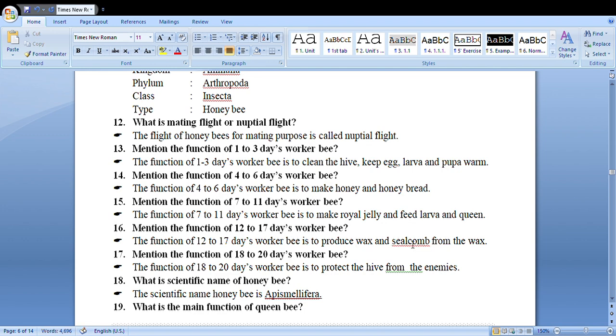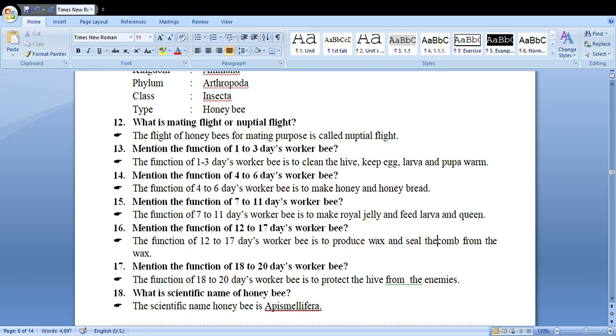seal the comb from the wax, sealing. Mention the function of 18 to 20 days worker bee. The function of 18 to 20 days worker bee is to protect the hive from the enemies because they produce poison gland, sting. What is the scientific name of honeybee? Scientific name of honeybee is Apis mellifera.